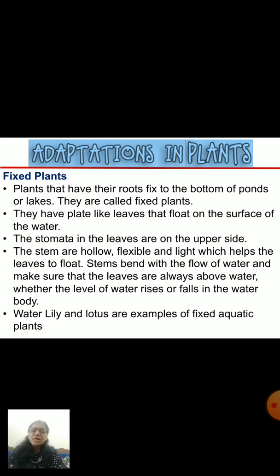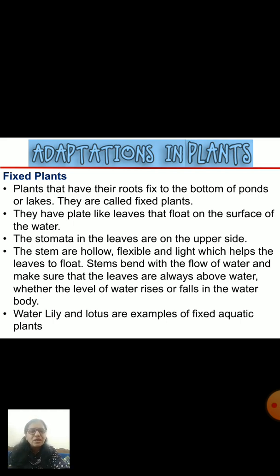Another, the stems are hollow, flexible and light. Because of that, the leaves can float. The stems also bend with the flow of water, so that they make sure the leaves are always above the water. Whatever the water level, if it rises or falls, the leaves are always on the top, on the water surface. And what are the examples of fixed plants? They are water lily and lotus.